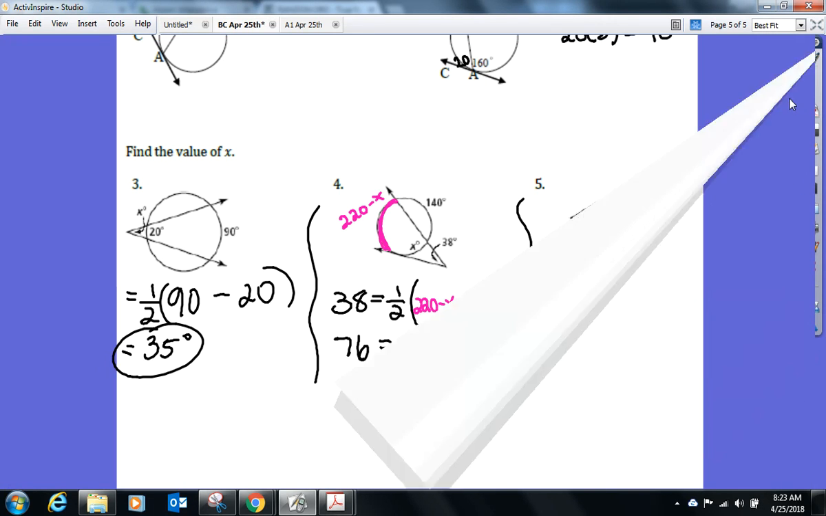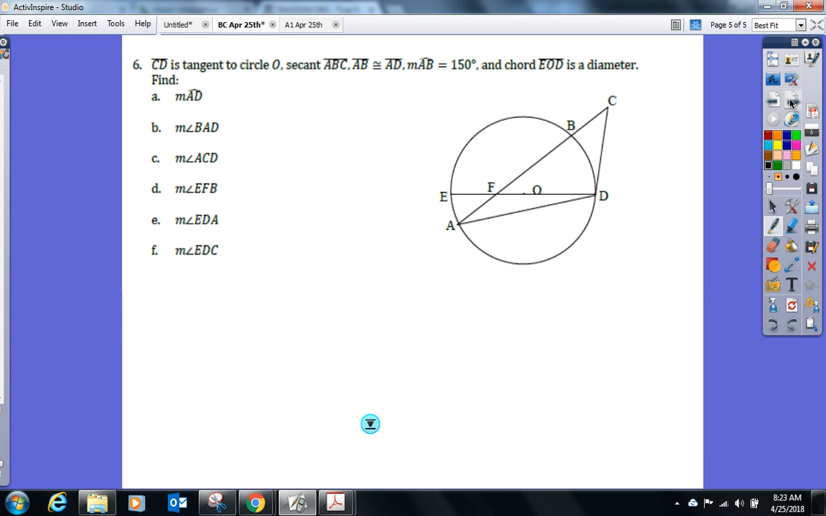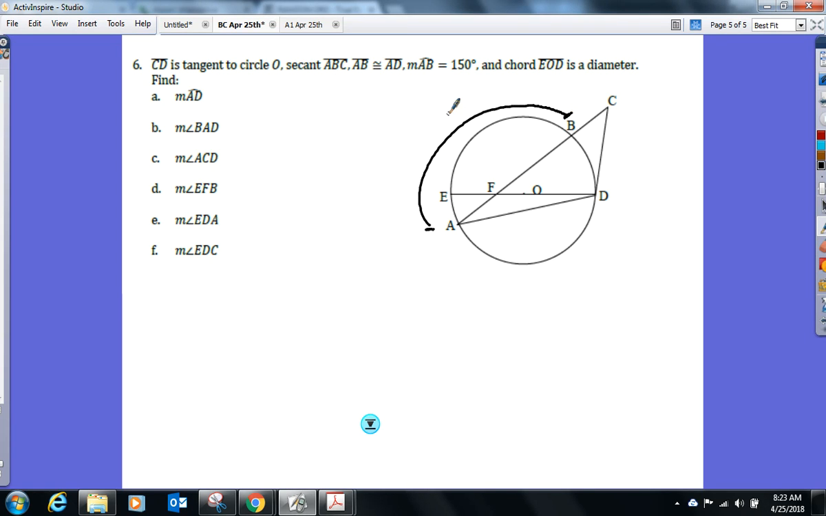Here we go. Big dog time. What do I have there? 1, 2, 3, 4, 5, 6. Oh, 6 people here. All right. CD's tangent. Got it. Circle O. That means the center's O. AB and AD are congruent. I wonder why they told us that. AB is 150, so the measure from A to B, and I'm going to let you know it's going that way. I should have put an E in the middle, I know. Chord EOD is a diameter. Find a bunch of arcs.